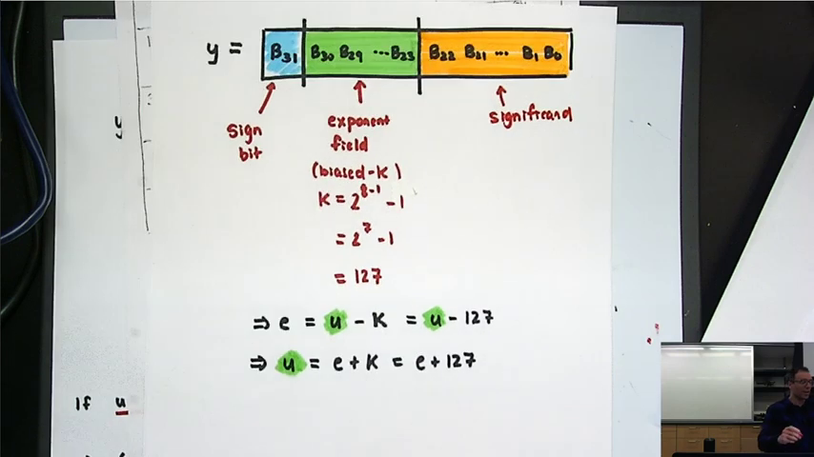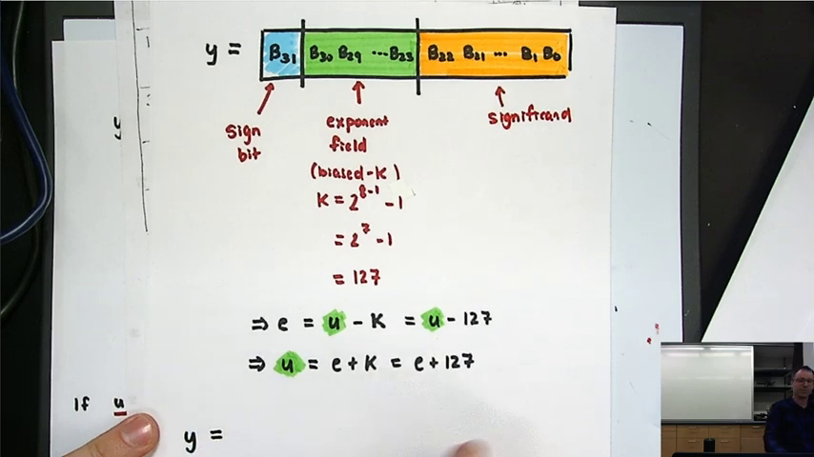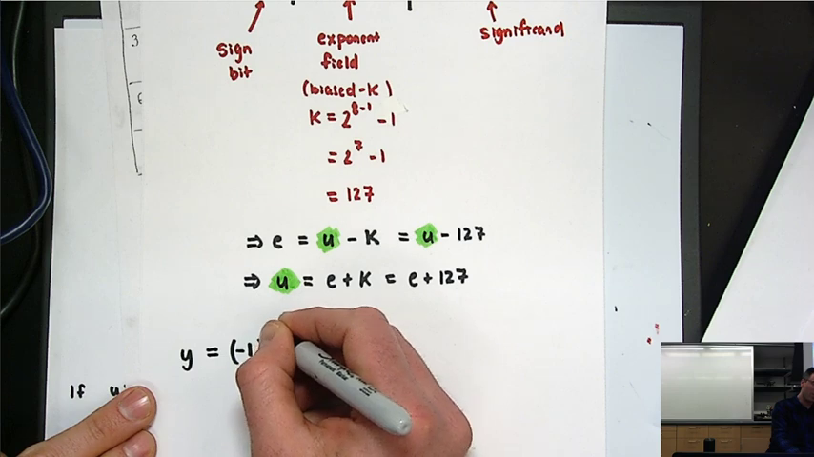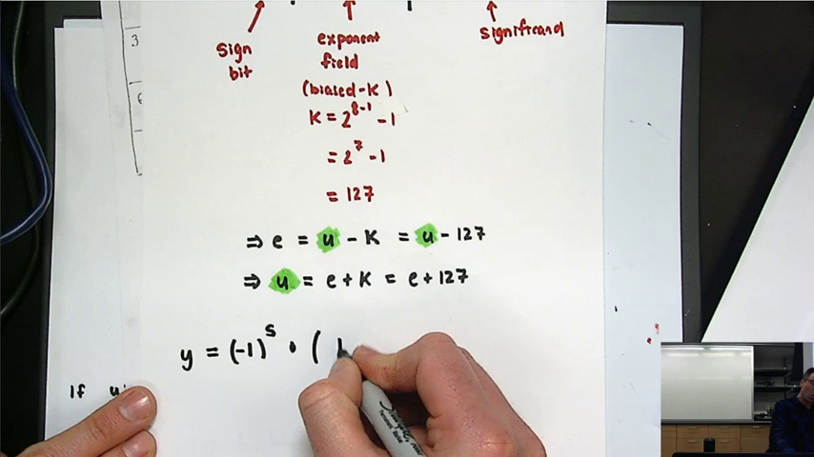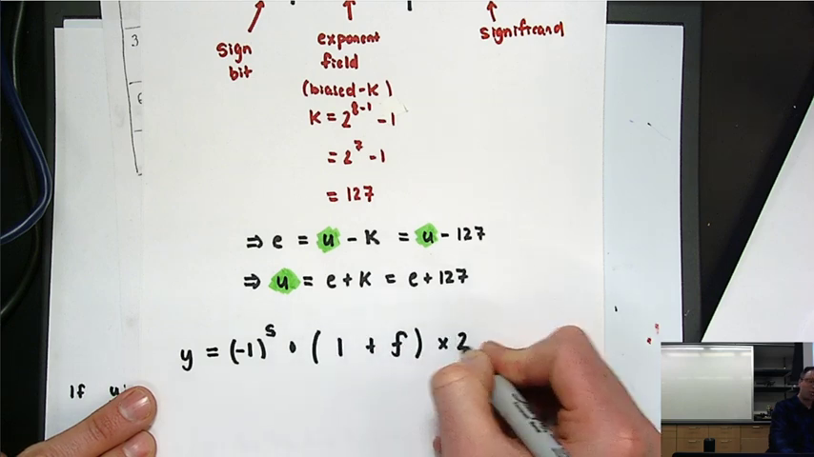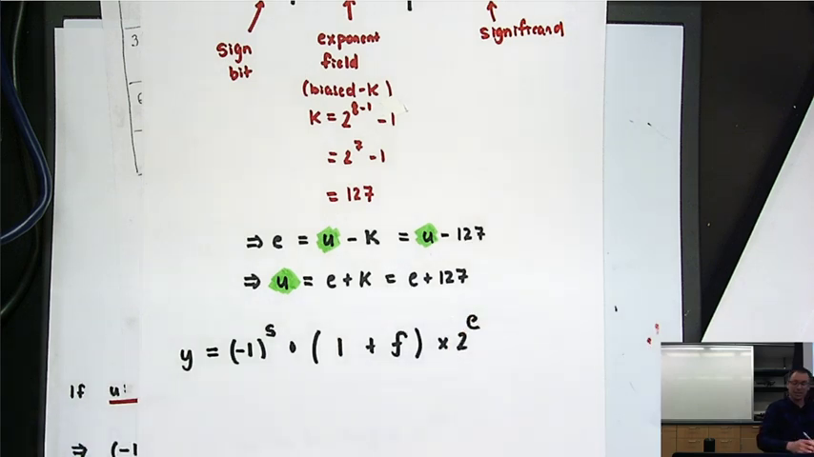Okay. So let's go ahead and write this thing out. What is the corresponding value of y? -1 raised to the sign bit times 1 plus f times 2 to the e.